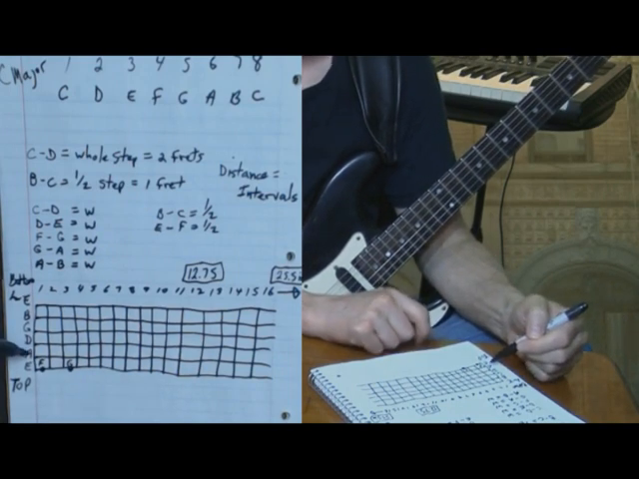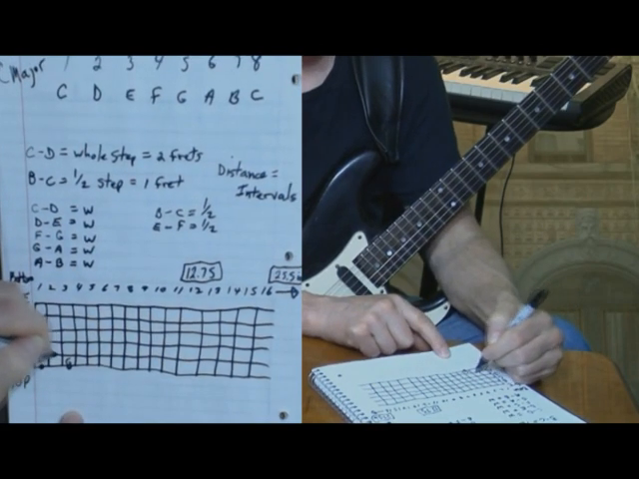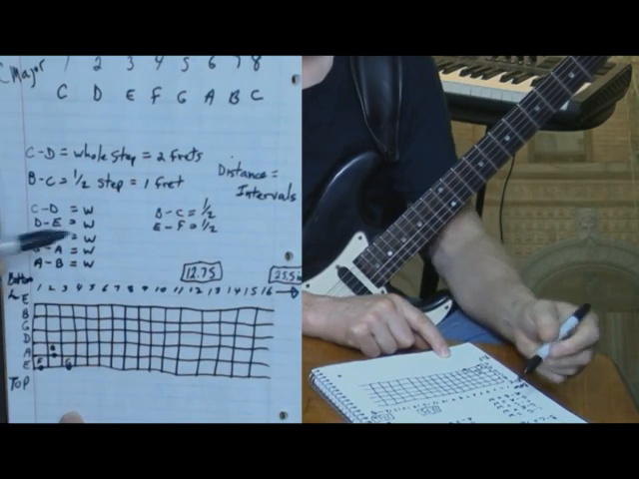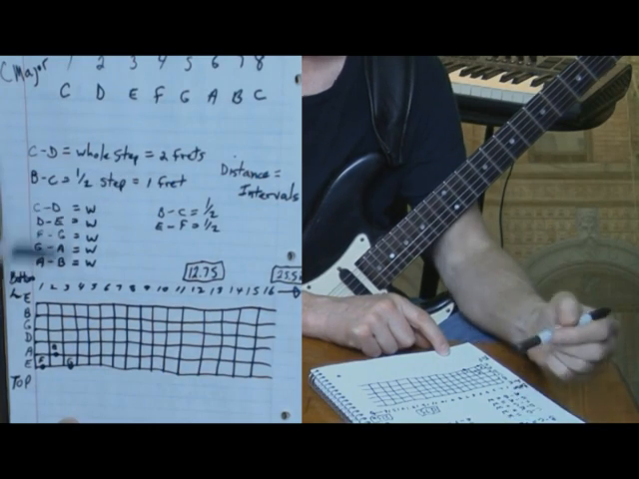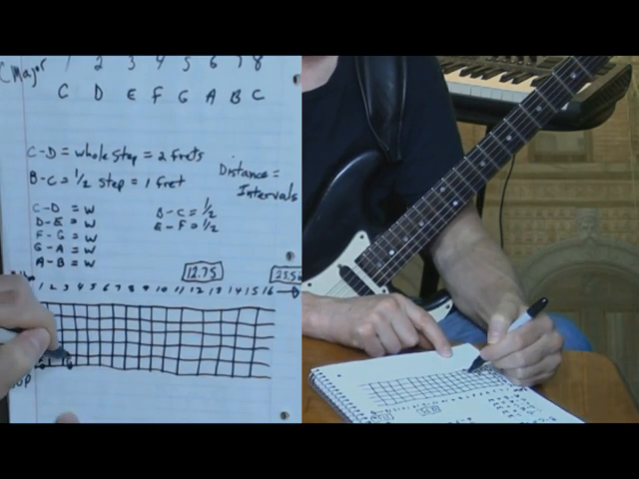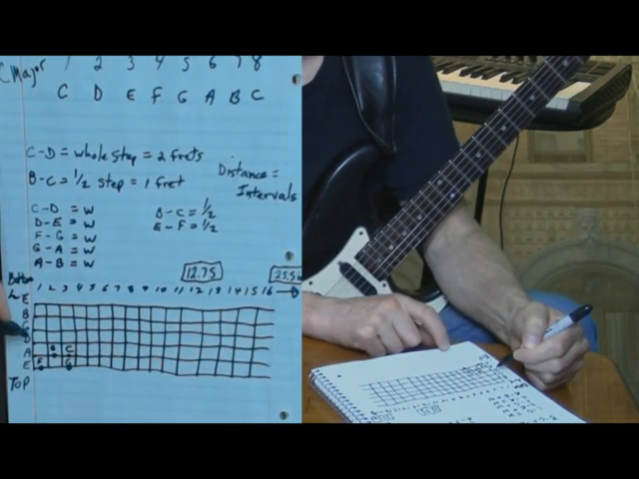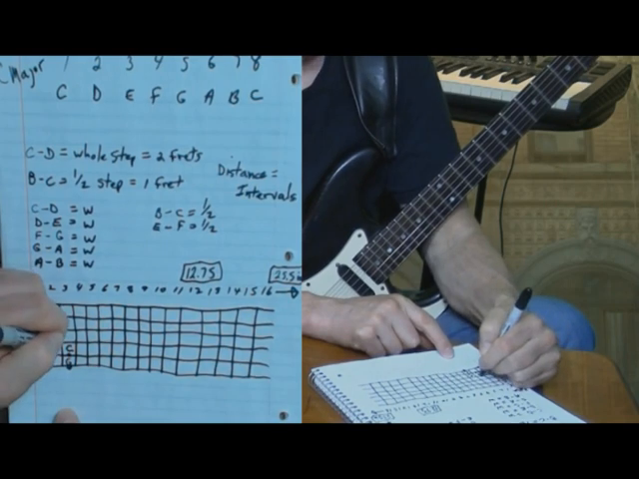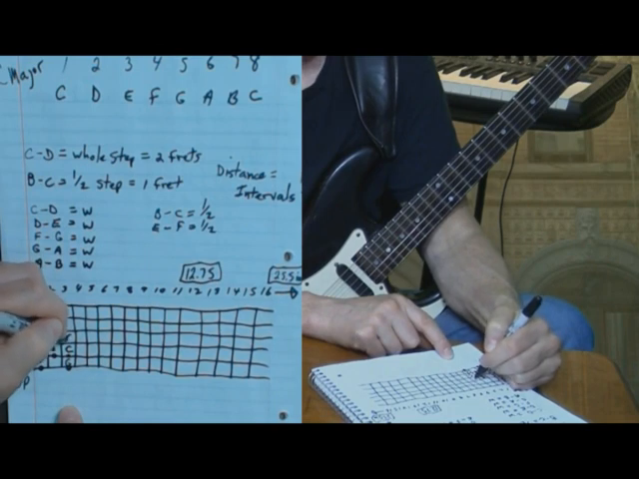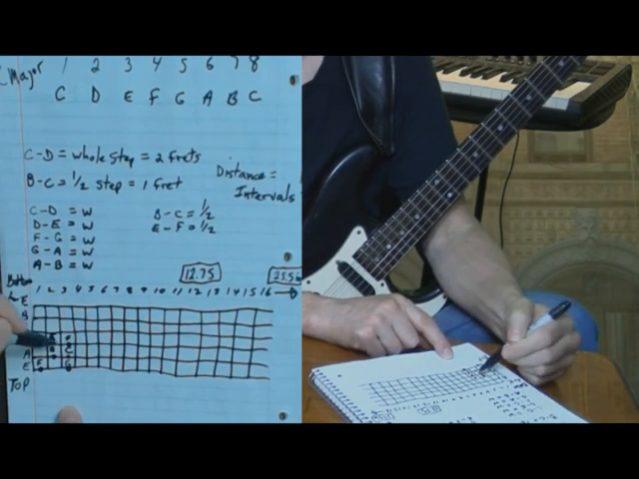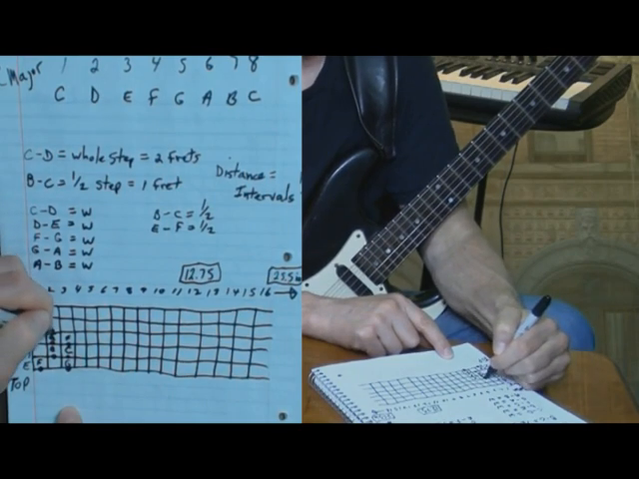Now, A to B is a whole step. So you need to go 1, 2 frets. So there is B, right? And then what do we know about B? B to C is a half step. Half step is 1 fret. That's 1 fret distance right there. So this is C. Good. D to E, whole step. E to F is a half step, right? 1 fret distance. G to A is a whole step.